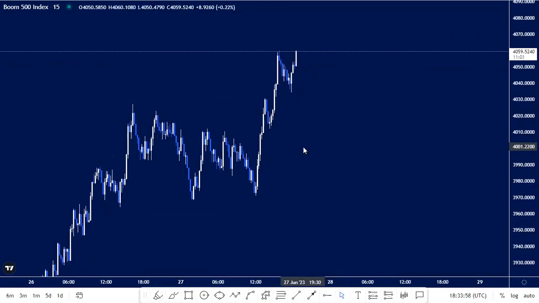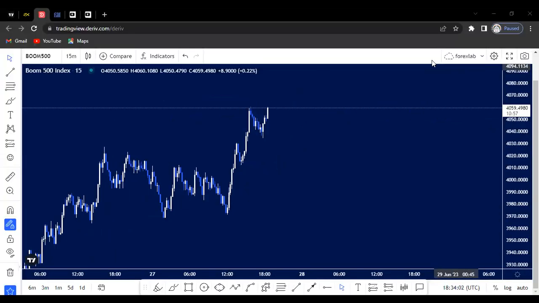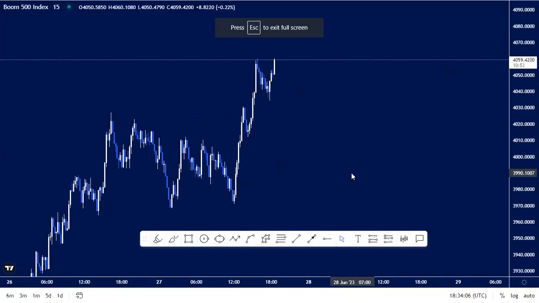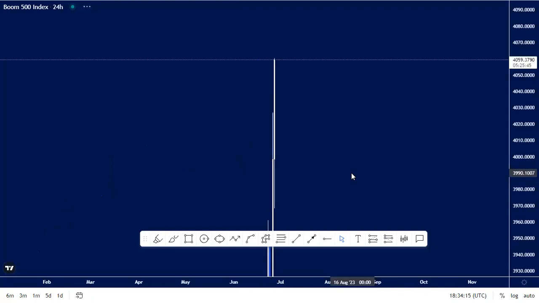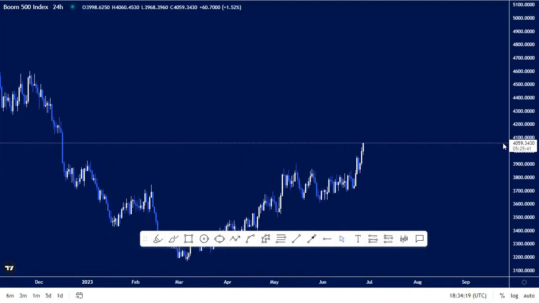So let me just remove everything so that you see how far this market can push to. Right now, there's a certain zone that I'm looking forward to Boom 500 reaching before it starts to sell. I actually shared the setups in the signals group. There's a certain level that I marked where I'm expecting this market to reach.